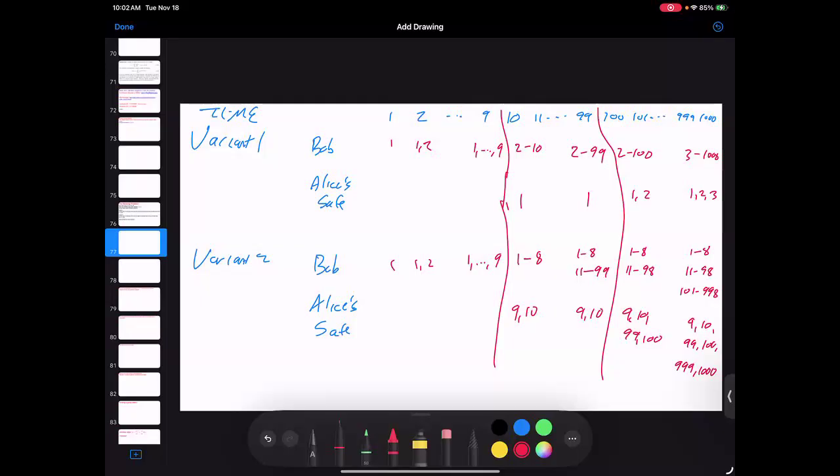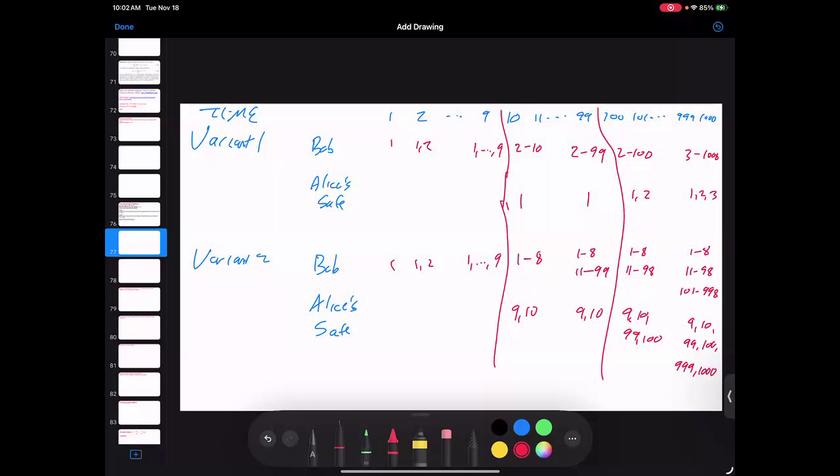Notice that in the first variant, Alice gets back her bill 1, and then Alice gets back her bill 2, and then Alice gets back her bill 3. What's the next bill Alice is going to get? 4. And the next bill Alice is going to get, 5. Every bill that Alice gives out, she gets back.